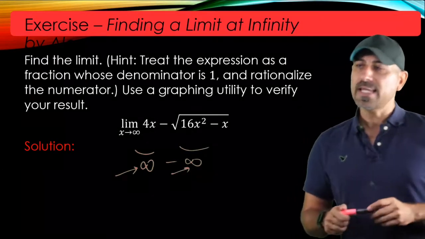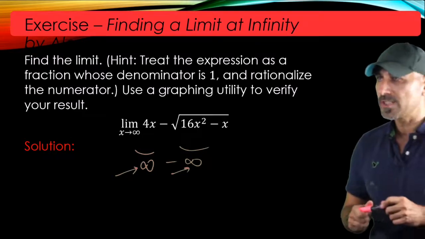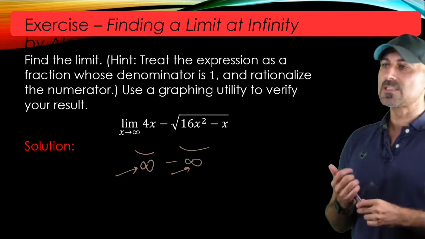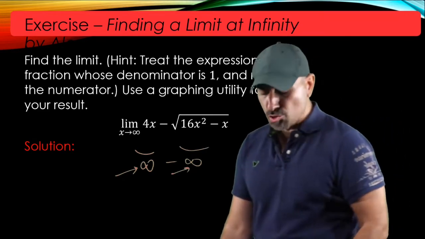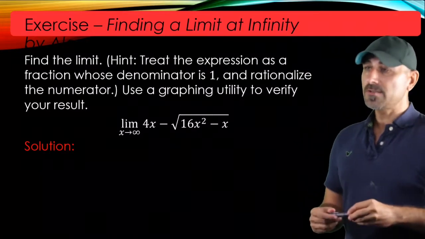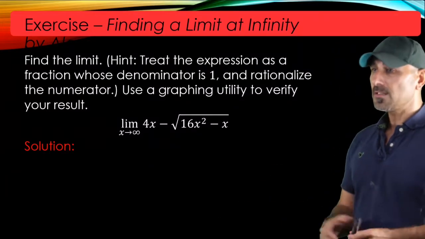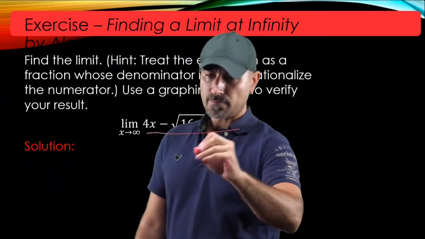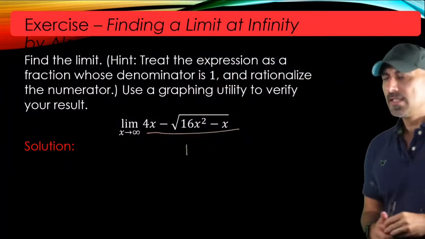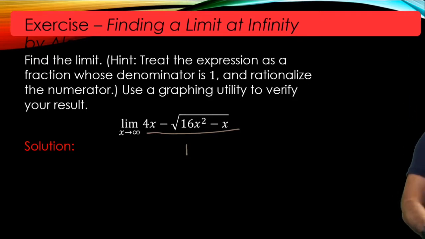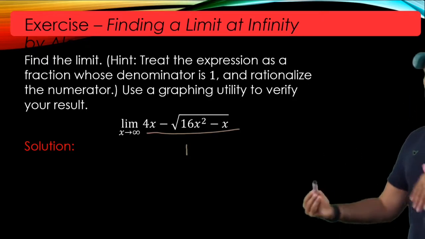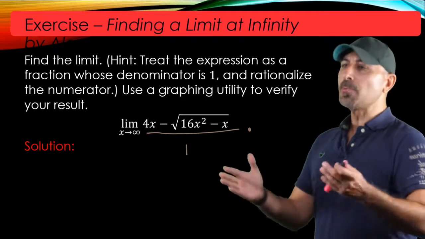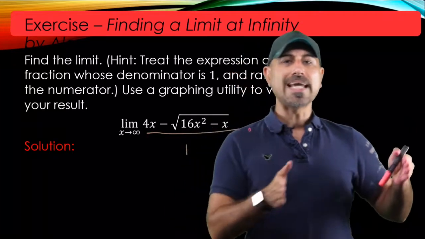So we're given a hint in the statement of the question. The hint is: treat the expression as a fraction whose denominator is 1 and rationalize the numerator. Well, this kind of trick is generally used in algebra. So essentially what I'm going to do is divide this by 1 and try to multiply this by another rational function so that I can do some simplification. So the question is, what am I going to multiply this by? In algebra, this is called multiplying an expression by its conjugate.